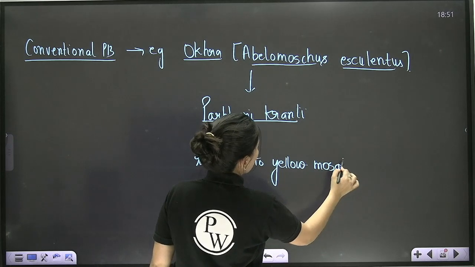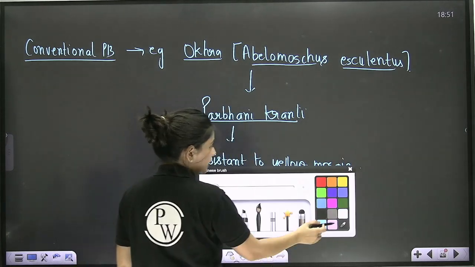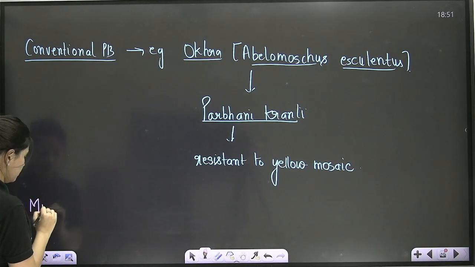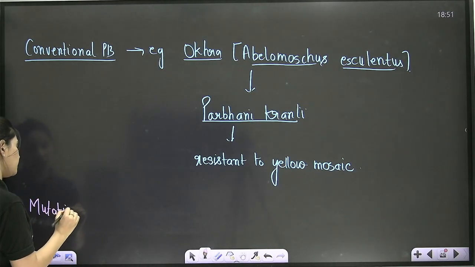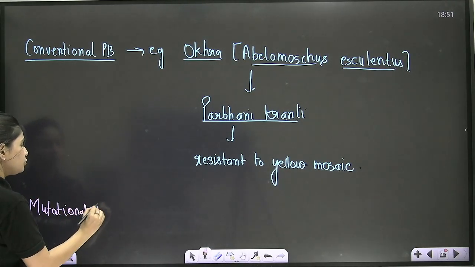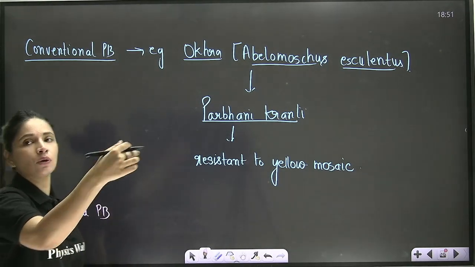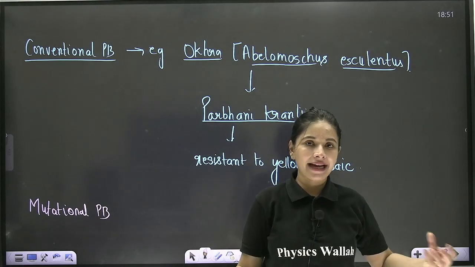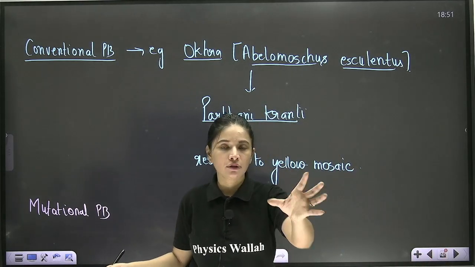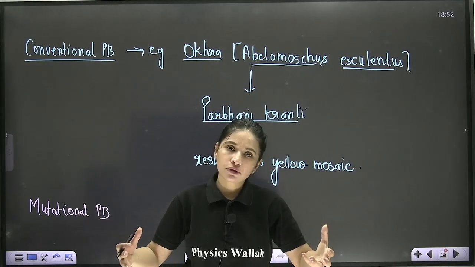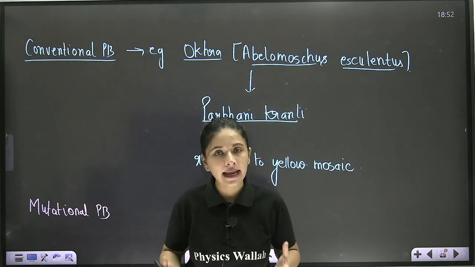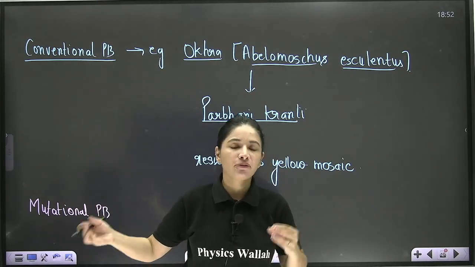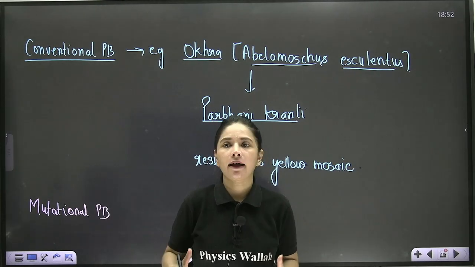Now, in plant breeding, the second technique is modern, that is mutational. Now, what do you do in mutational plant breeding? Basically, beta, you are changing the genotype of an organism with the help of mutagens, like UV rays, X-rays. You are changing the genotype, because of which the phenotype of the organism will change and it will no more attract the respective pest or pathogen to attack it.